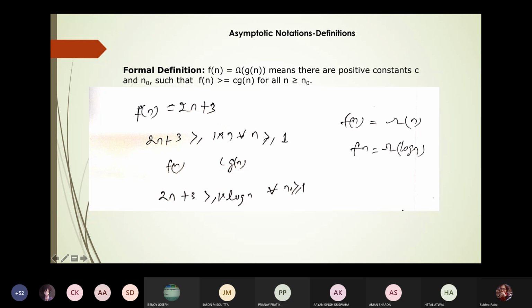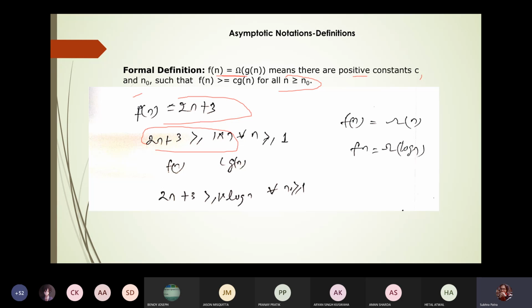Similarly, if you see the asymptotic notation for omega g of n, we are just doing the reverse. f of n equals omega g of n if there is a positive constant c and n0 such that f of n is greater than or equal to c g of n, for all n greater than or equal to n0. So the same equation we are taking: 2n plus 3 greater than or equal to some value of n. I can take just one n, for all n greater than or equal to 1. For this condition also the equation is holding true.